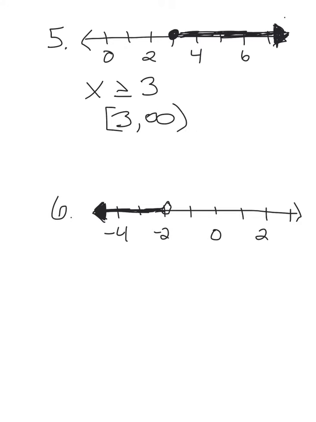And finally, number 6, we have a graph shading left, open circle on negative 2. So we start with x. Going left means less than, and that's the smaller numbers. Open circle, no line underneath, so x is less than negative 2. Interval notation, left to right. Negative infinity, ending at negative 2. Both sides you need a parenthesis.